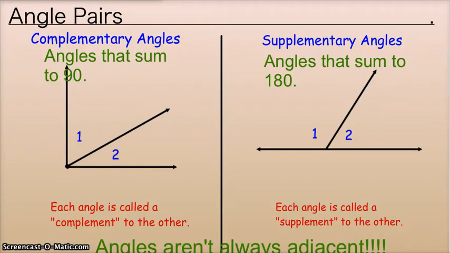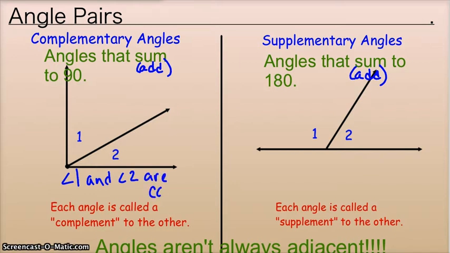Next two, maybe review from prior courses. Complementary and supplementary are angles that add or sum to 90 degrees and angles that sum or add to 180 degrees. Here would be an example for you to draw. We could say that angle 1 and angle 2 are complementary. Same thing with supplementary. Angle 1 and angle 2 are supplementary. There is no special symbol other than just using the word complementary and supplementary.